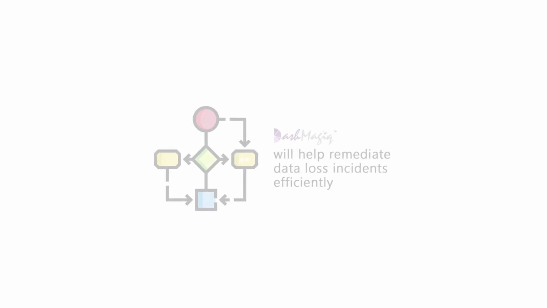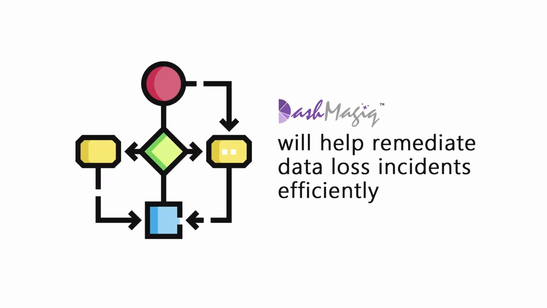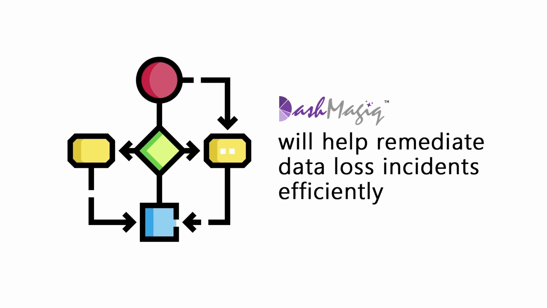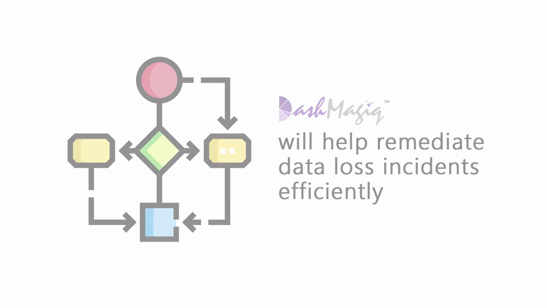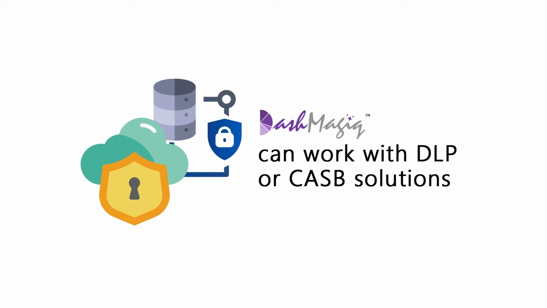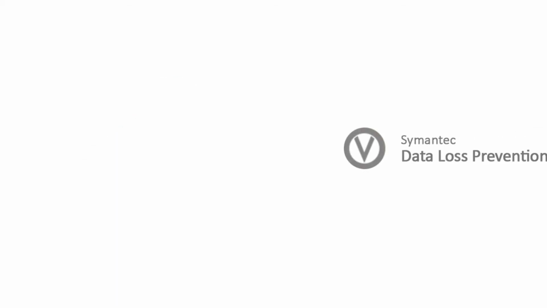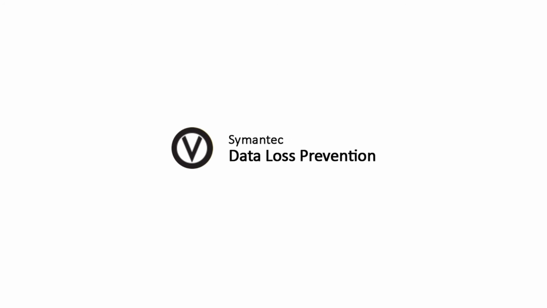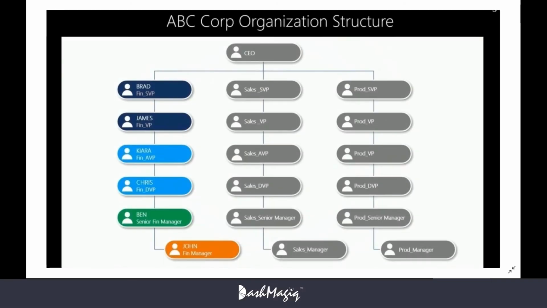In this demo, we are going to see how DashMagiq will help remediate data loss incidents efficiently. DashMagiq can work with DLP or CASB solutions. In this specific demo, we are going to use Symantec DLP as the data loss prevention software. In this example, we are going to look at how an incident is going to get remediated in ABC Corp's finance department.